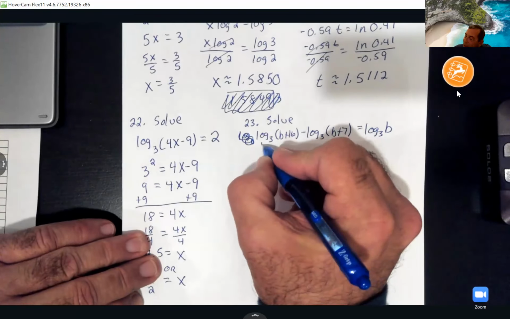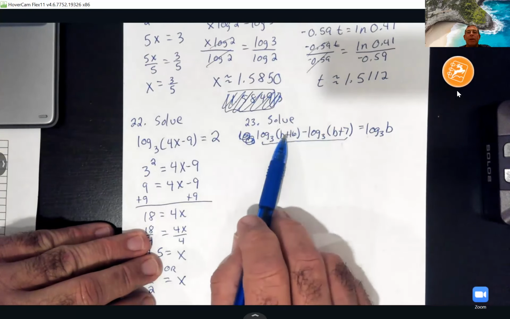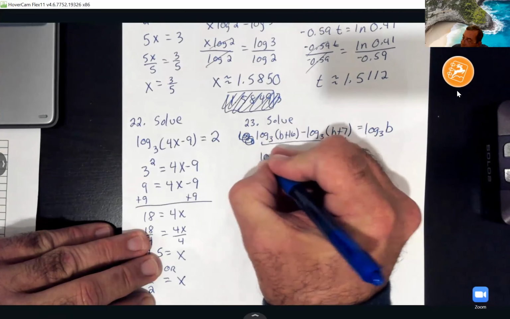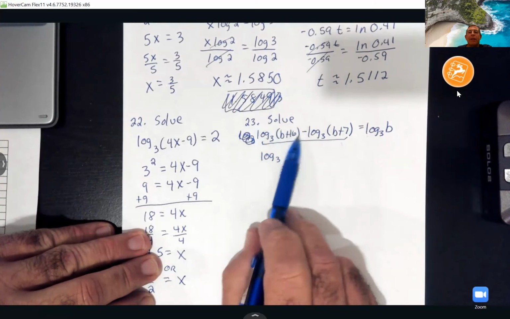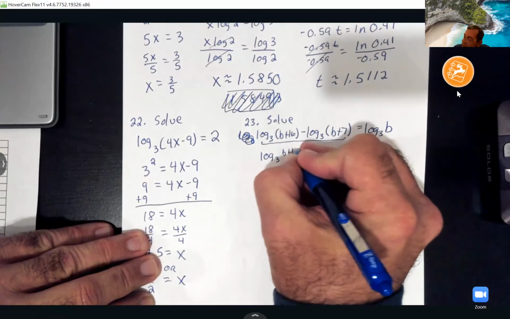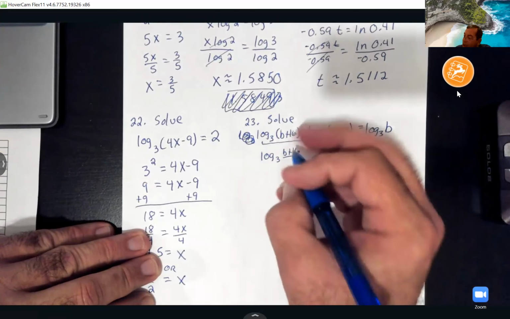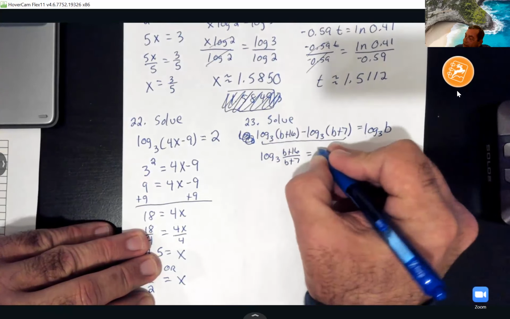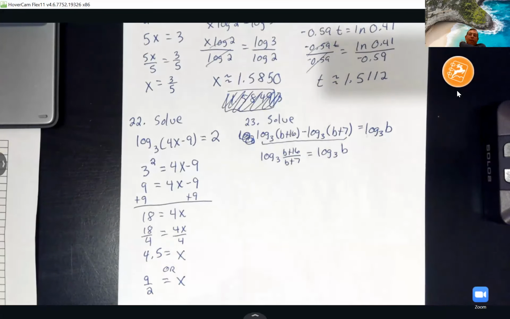Well, the first thing you want to do on a log equation, you got two logs over here, so rewrite it as a single log. So bring out that log base 3. Remember, the stuff that was positive goes on top, so that'll be the b plus 16. The stuff being subtracted, that factor goes to the bottom. That's going to equal to the right side, which is a log base 3 of ab.